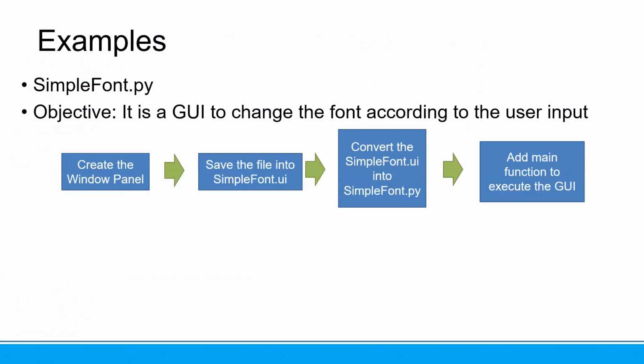So let's make another example. I'm going to make a file simple font.py, and the objective is a GUI to change the font according to the user input. First, let's create a window panel, and then let's set the file into simpleFont.ui. As you know, we need to convert the user interface into the Python file. So we will convert the .ui into .py, and then let's put some main function to execute the GUI.